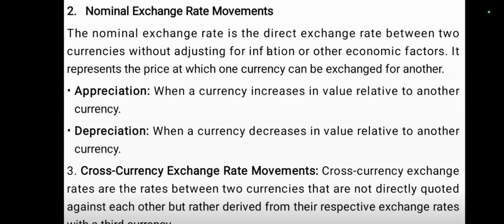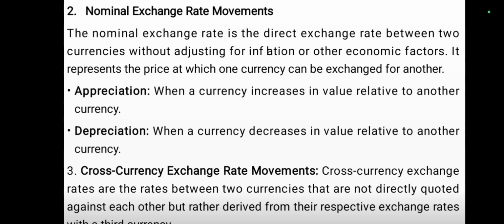So that is what appreciation and depreciation are. Appreciation is nothing but an increase in the value. Compared to the US dollar, our currency should decrease in the exchange rate so that our value will be increased. Depreciation is nothing but if the US dollar for Indian rupee increases, then it is called depreciation.